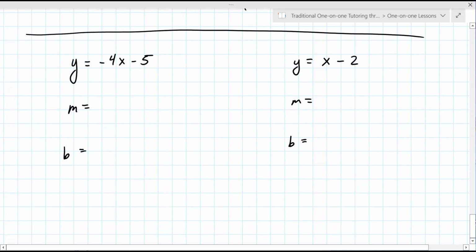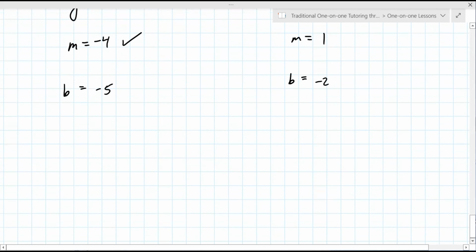Okay. The first one, the slope is -4 and the b value is -5. Yes. The next one? The slope is 1 and the b value is -2. Okay, now that's great.